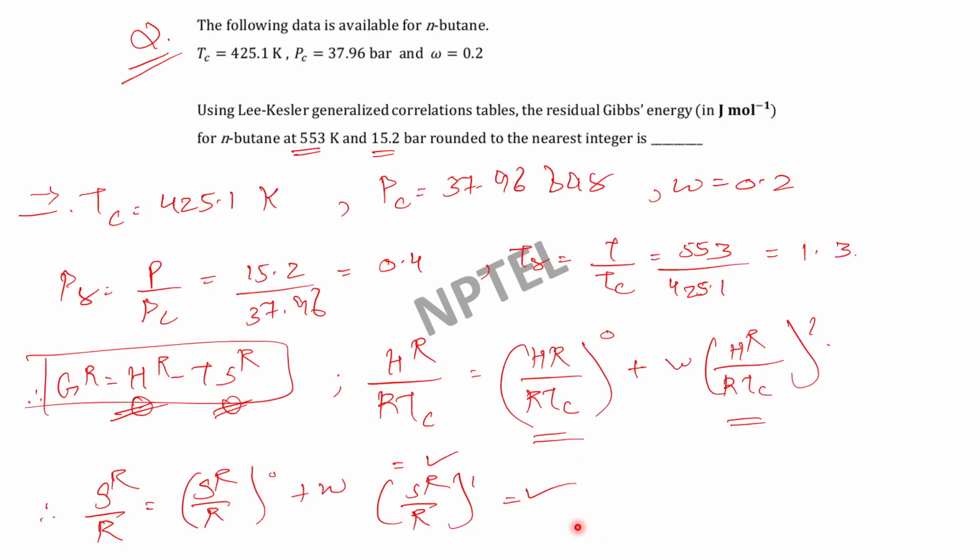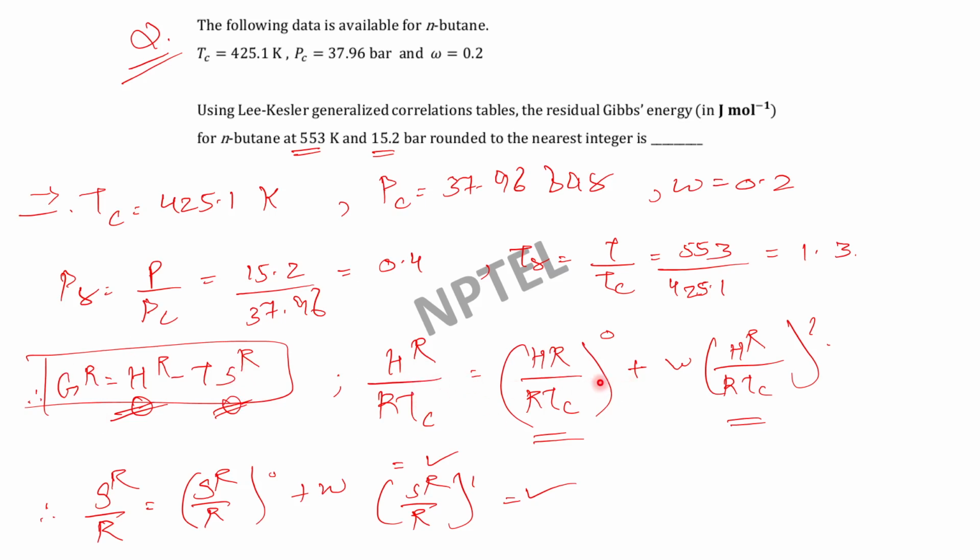Okay, now this is another question. It is similar, but here you have to find the residual Gibbs free energy. Similarly, since the critical temperature, critical pressure, and eccentric factor omega are given to us, we'll find the reduced temperature and reduced pressure, that is Pr equals P by Pc and Tr equals T by Tc. Now we know that the Gibbs free energy G is equal to H minus TS. We have been asked to find the residual Gibbs free energy, GR equals HR minus T SR.